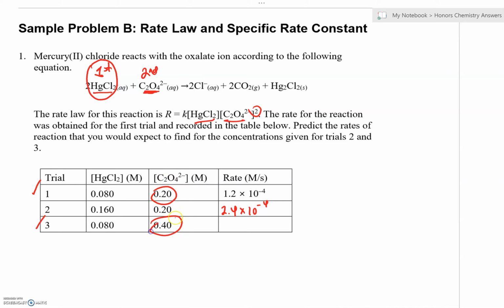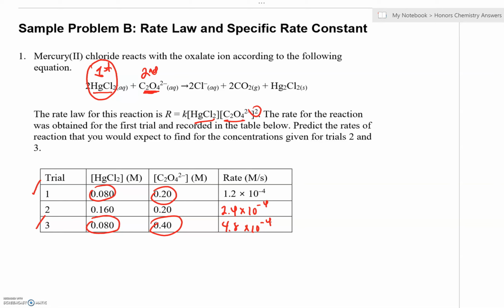So we're going from, in experiment 1, a concentration of 0.2 molar, to experiment 3, a concentration of 0.4 molar. We have doubled the concentration. Because it's second order, we're going to square that effect on the rate. Well, 2 squared is 4. So now our rate is 4.8 times 10 to the negative 4. That's all that you do. Now, let's take this and do it the long and complicated way and watch what happens.